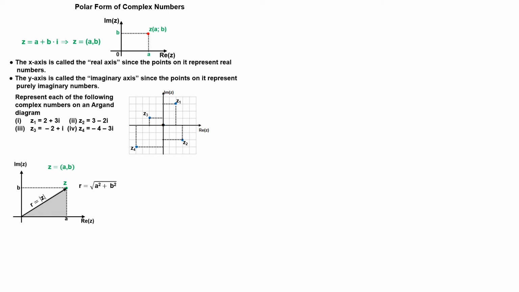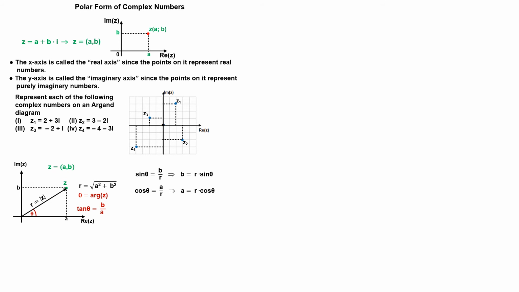The argument of a complex number is a measure of the angle it makes with the positive real axis and is denoted as follows. By using the basic trigonometric ratios, we can find the argument theta. We can rewrite the coordinates a and b in terms of the argument theta as follows.